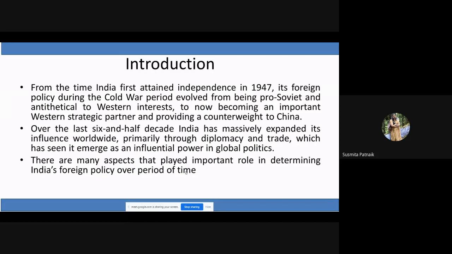So what do you mean by foreign policy? Foreign policy means a set of behavior by which one country can exert pressure on others, just like an individual's behavior. We have negative behavior and positive behavior. If you have positive behavior, then we have a positive relationship with other people. Similarly, if we adopt negative behavior, then we always have a negative relationship with other people.